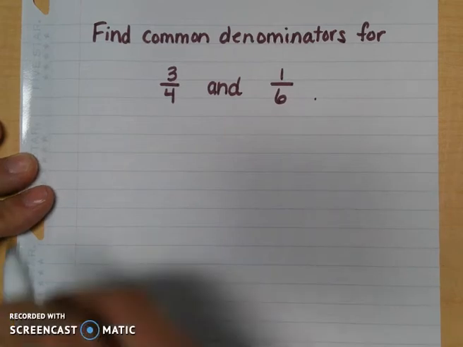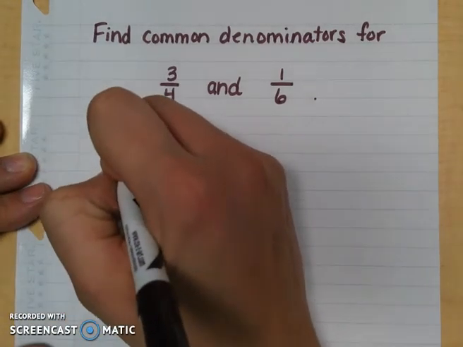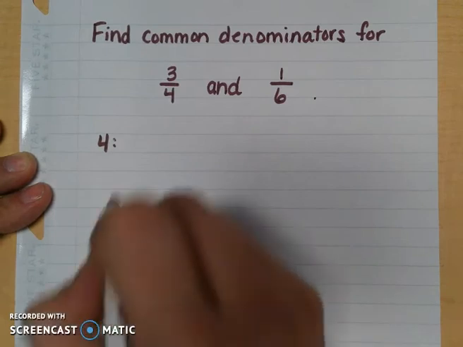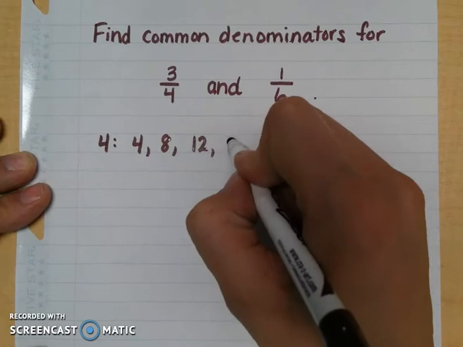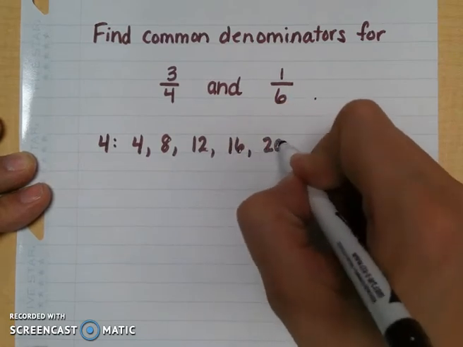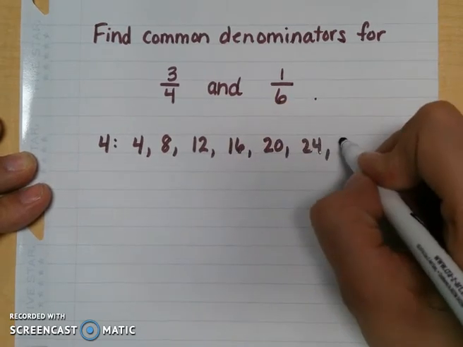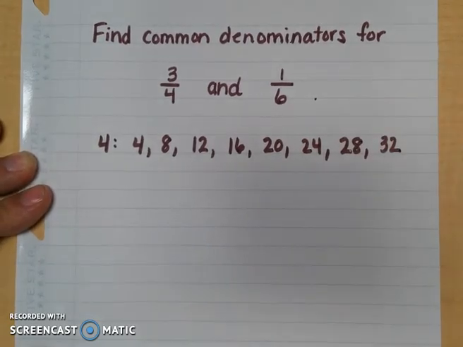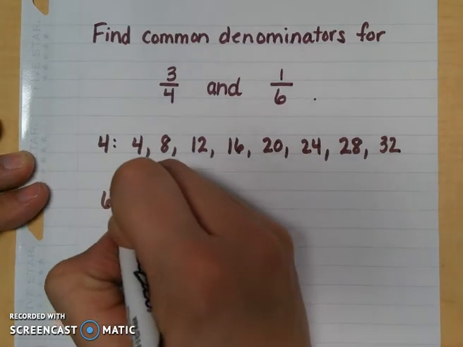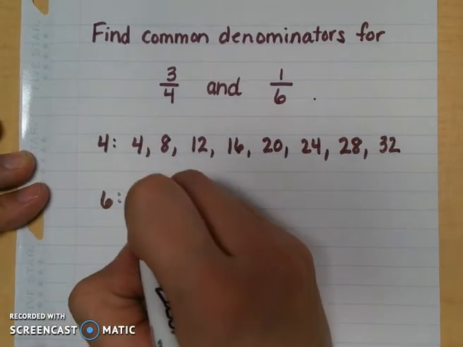So in class today, we listed multiples of 4. We skip counted by 4s. 4, 8, 12, 16, 20, 24, 28, 32. I'll stop there. We also listed then multiples of 6.